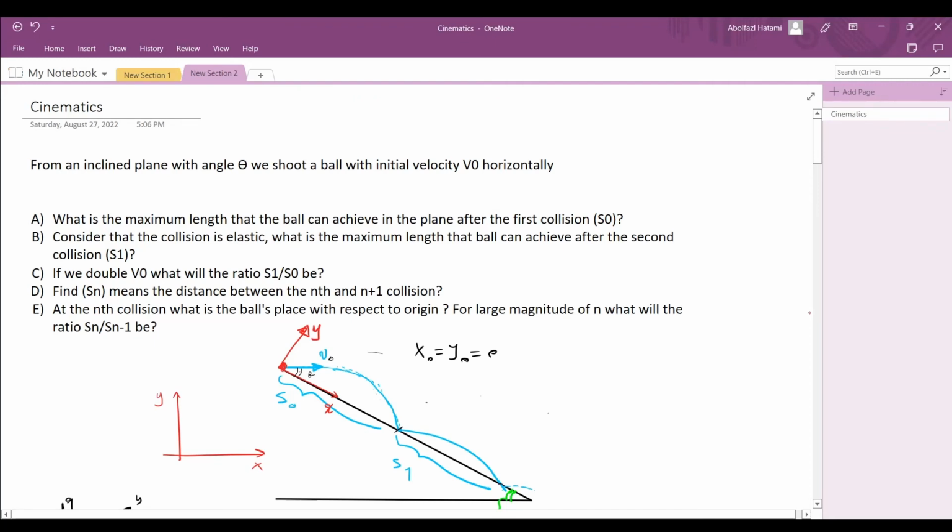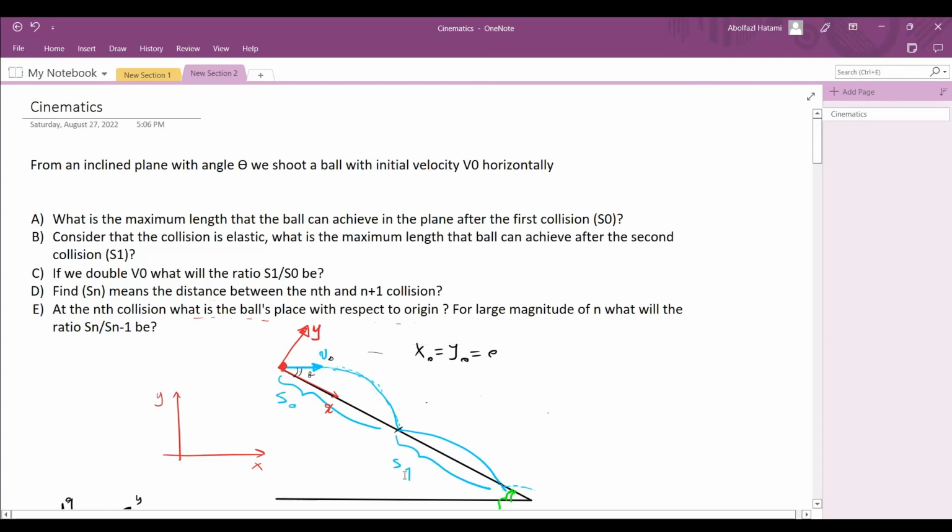It says that at the nth collision, what is the ball's place with respect to the origin? It means it wants us to calculate, for example, if we put here 1, it means that at the first collision, what is the ball's place with respect to the origin? It's S0. Let us replace this n with 2, at the second collision. What is the ball's place with respect to the origin?